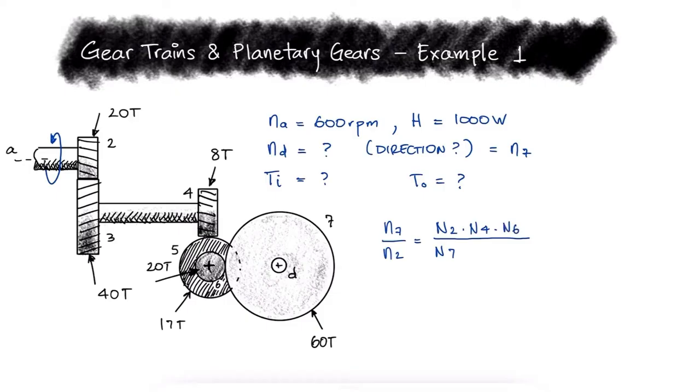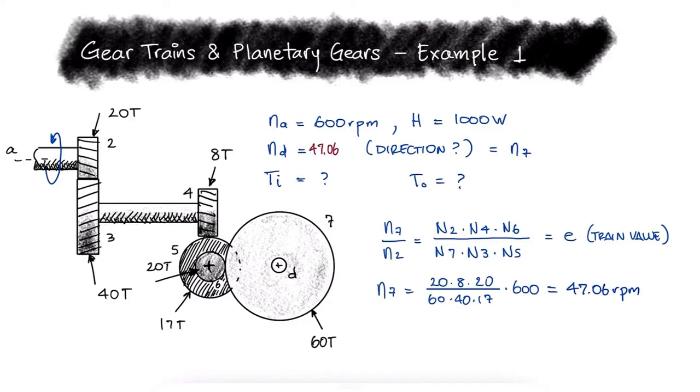The denominator will have the number of teeth of the gears that are being driven, just like gear 7. 3 is being driven by 2, 5 is being driven by 4, and 7 is being driven by 6. This fraction is what we refer to as the train value E. The speed of gear 7 and therefore shaft D would therefore be equal to 47.06 revolutions per minute.